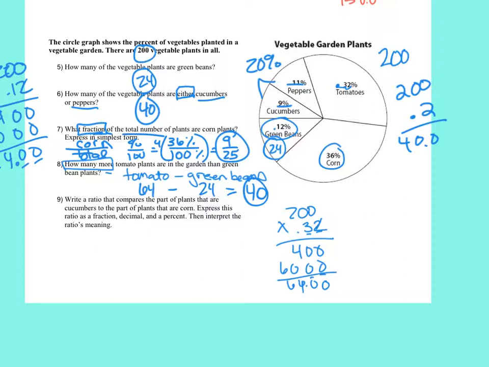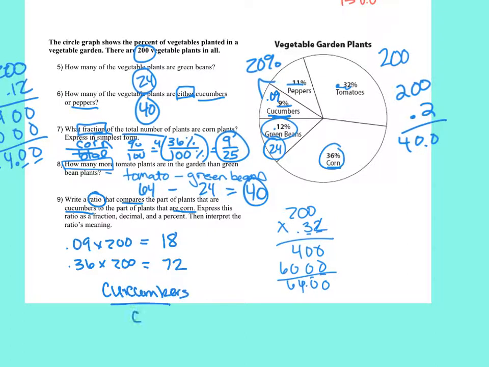Okay, on number 9, what you would want to do, write a ratio that compares the part of plants that are cucumbers to the part of plants that are corn, okay? So cucumbers to corn. So the cucumbers, that 9%, we would have to write as 0.09 and multiply that by 200. And we would get, if we worked that out, it'd be 18. Corn would be 0.36 times 200, and we get 72. Okay, so it says write a ratio that compares the part of plants that are cucumbers, so they gave us that first. Cucumbers to corn.